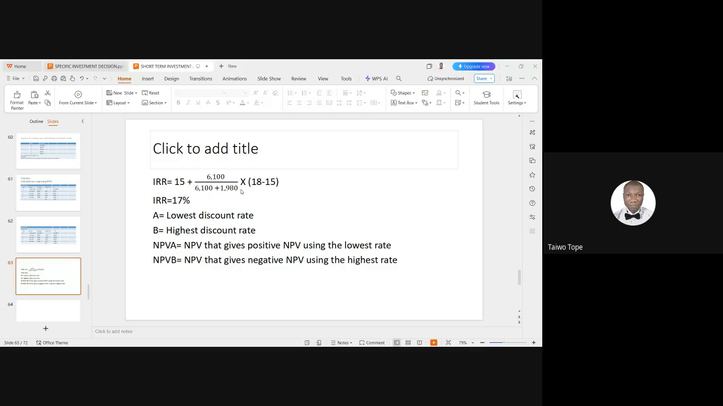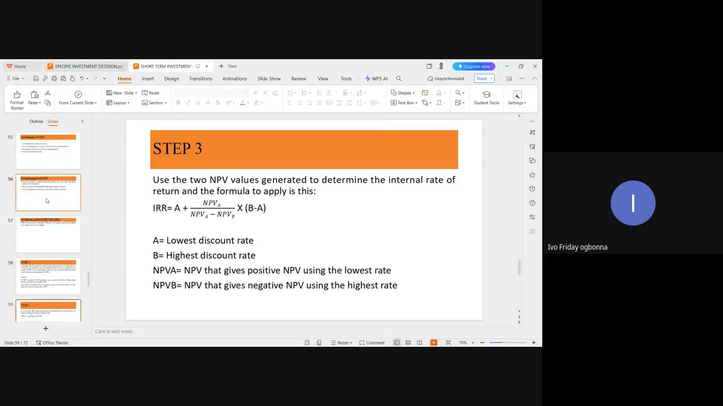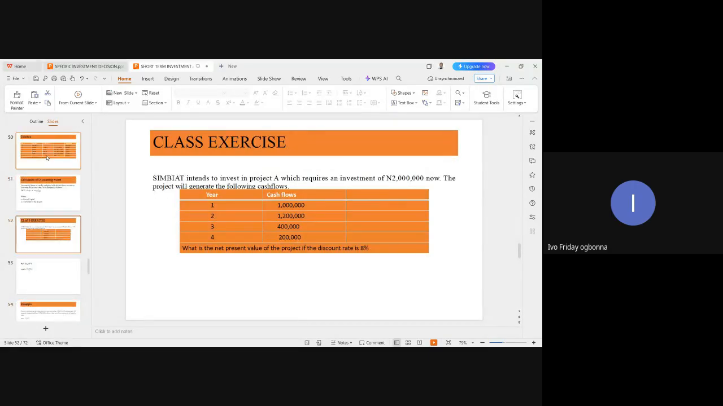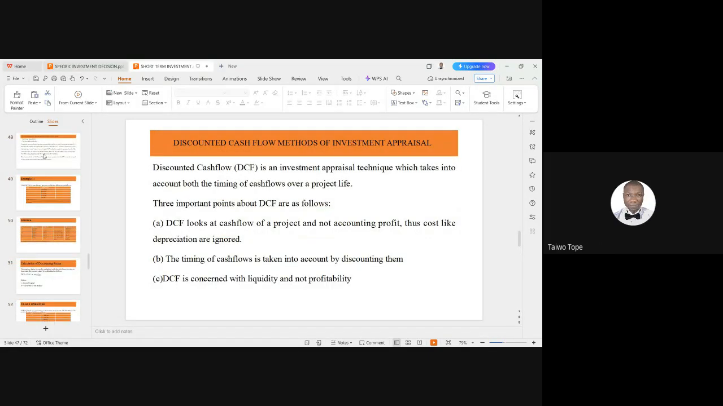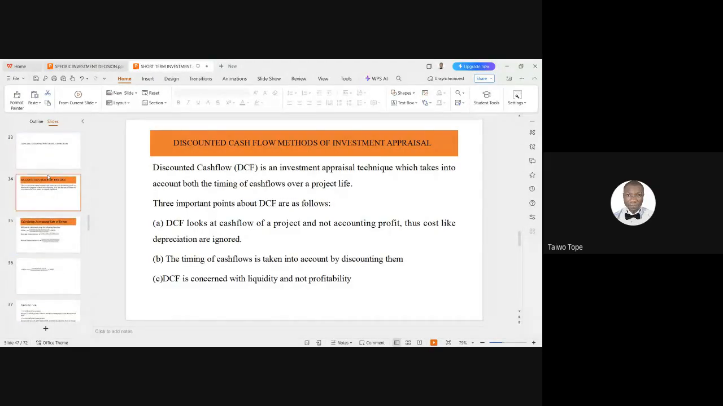So let's talk about the issue of payback period. Payback period. This is a non-discounted cash flow technique. And why is it non-discounted? Can somebody respond to this? Why is it non-discounted? Because the cash flows do not have a time value of money. Yes, it does not consider the time value of money.